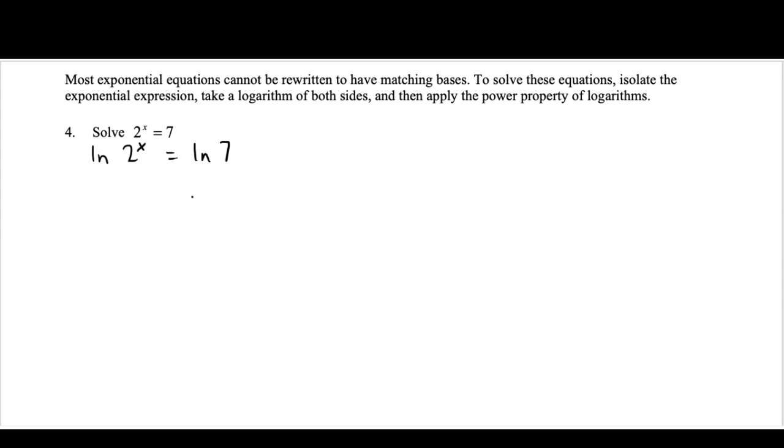Now I can apply the power property, and the exponent x can be brought out front. So x times ln 2 equals ln 7. Now I can solve for x by dividing both sides by ln 2. x equals ln 7 divided by ln 2. This you can plug directly into your calculator using the ln key and evaluate. And if you did that, you would get approximately 2.8074.